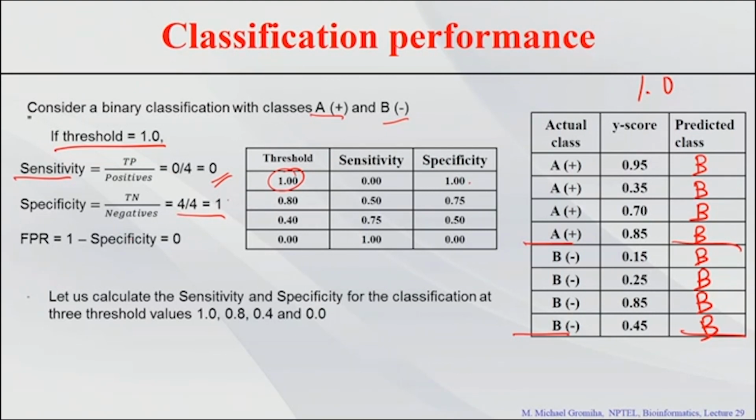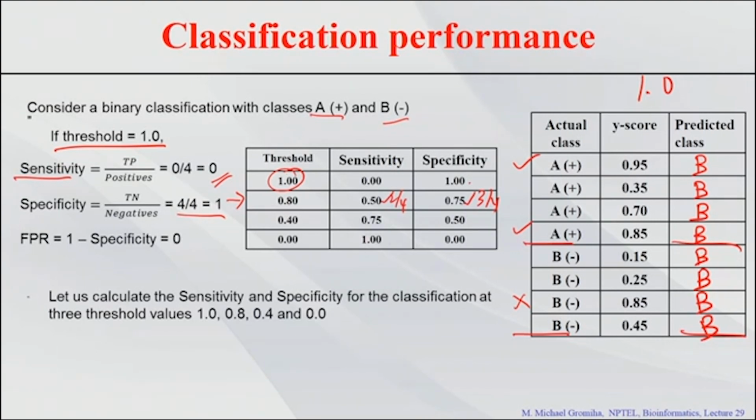For example, the threshold is 0.8. What is the sensitivity? How many true positives if it is 0.8? This is correct and this is also correct. So 2 by 4, this is 0.5. In this case, this is wrong. So 3 by 4, this is equal to 0.75. This is 2 by 4, this is 3 by 4. Likewise, if we take a threshold of 0.4, sensitivity is 0.75 and specificity is 0.5. With threshold 0, it is just the other way around from threshold 1: this is equal to 1 and this is equal to 0.